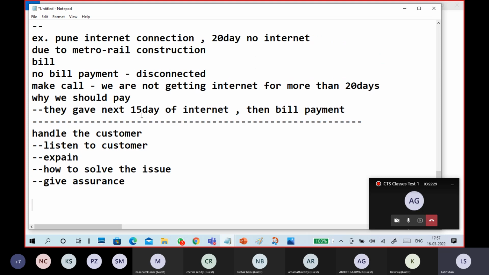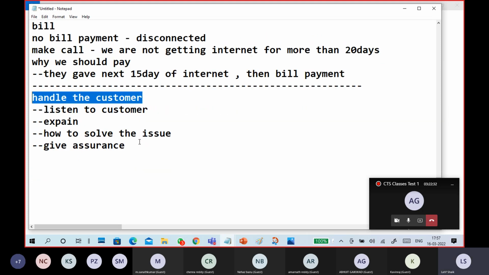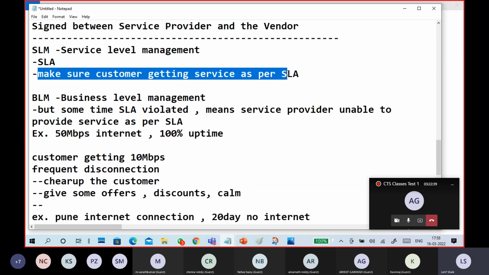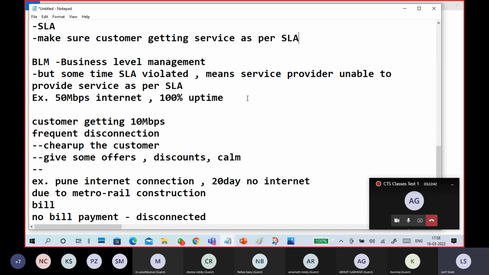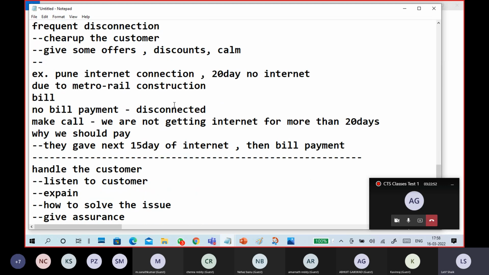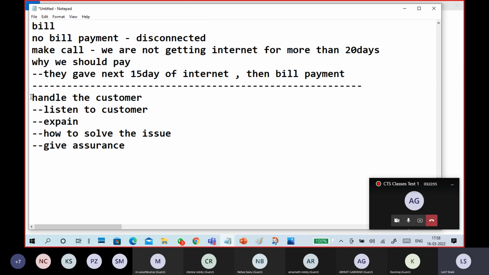But the important thing is how you handle the customer. Make sure the customer gets the service as per what you promised. That is very important. If in case you are unable to provide the service as you said, then the involvement of business level management comes in. Whatsoever it is, in handling the customer, listen to the customer, explain the situation, try to solve the problem, and tell how it will be solved and how much time it will take. Escalate the issues like that. So calm down that customer. So what has happened, guys? This is the thing.